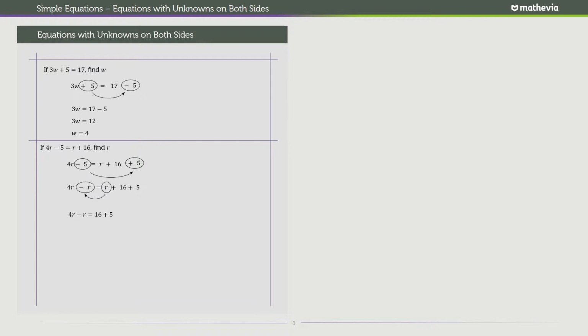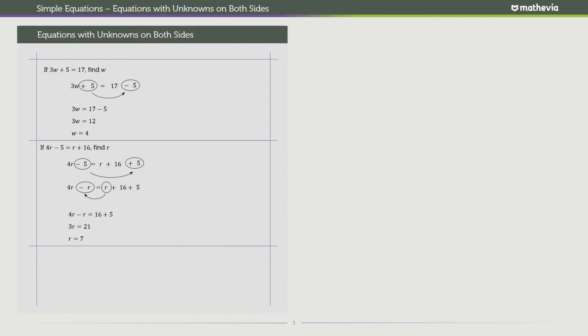So we had 4r minus 5 equals r plus 16. We moved minus 5 over to the right, it became plus 5, and then we moved r over to the left, it becomes minus r. If you look closely now, you'll find that we have all the r's on the left and all the numbers on the right, and we just work the r's here. 4r minus r will give you 3r, and you have 16 plus 5 as 21. You divide both sides by 3, and what you have in the end is r equals 7.